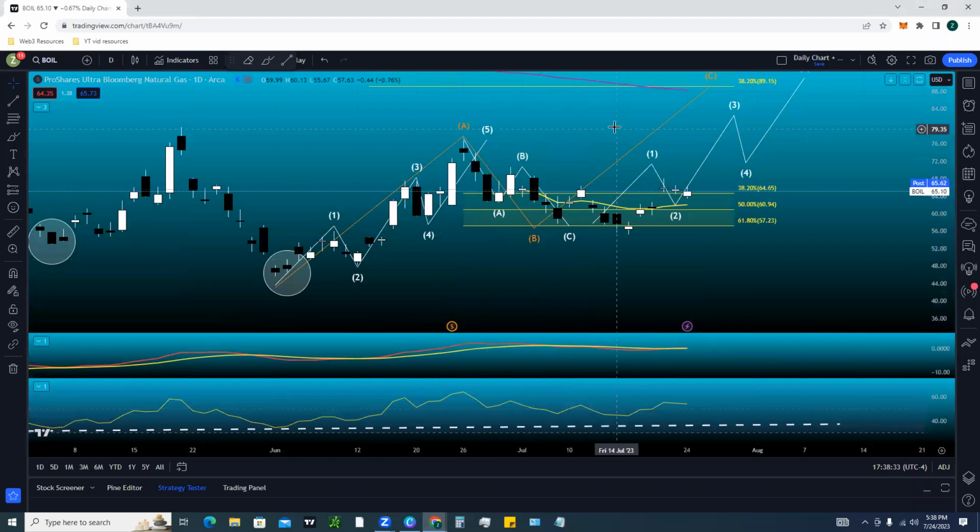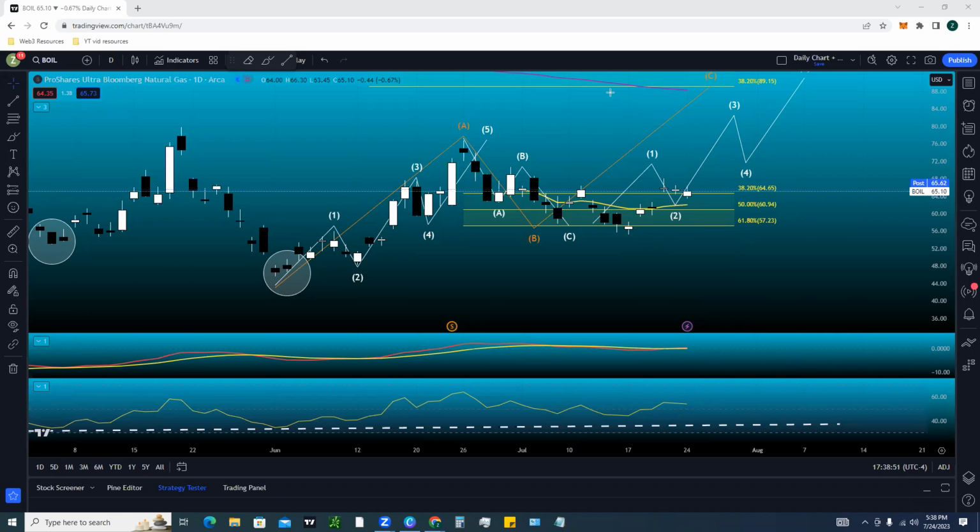Now, some important things have been happening on BOIL, and the main thing, in my opinion, is that we have held this 57.23 level of support. You can see one day right here we barely wicked down below it, but the next day we gapped up above it, and we've done a really good job of maintaining that.